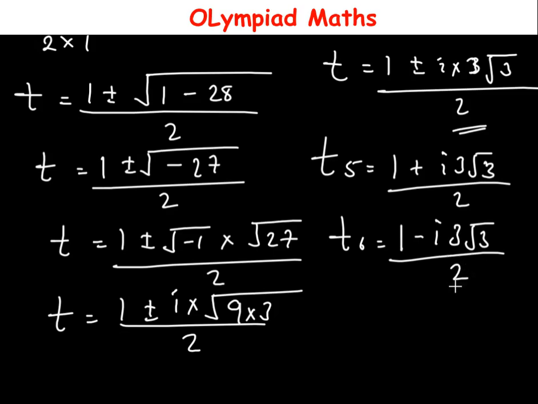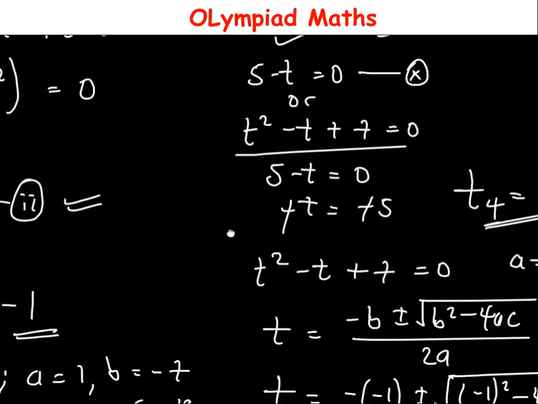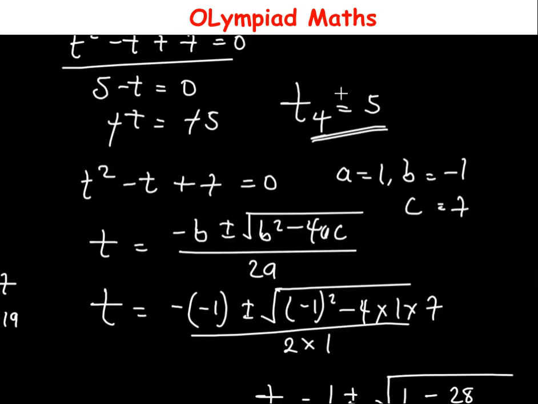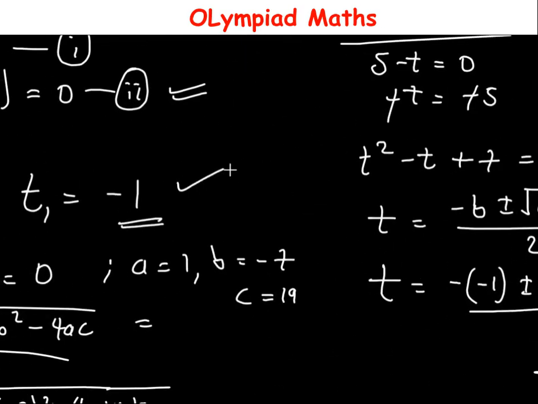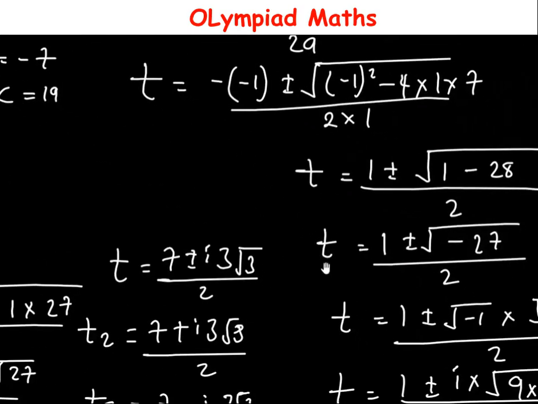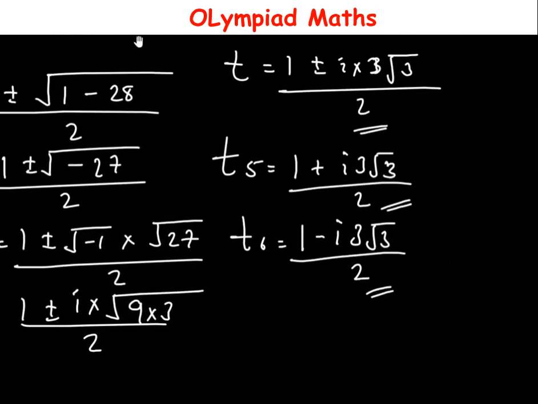Now with this, we've gotten the values of t1 up to t6. And don't forget that the real solutions for the value of t are t1 and t4, which is 5, while t1 is minus 1. Let us then check if the values of t that we've solved for are correct. Working with the real solutions, t1, which is minus 1, and t4, which is 5. The other solutions for t are the complex solutions. These two are the real solutions for the value of t.